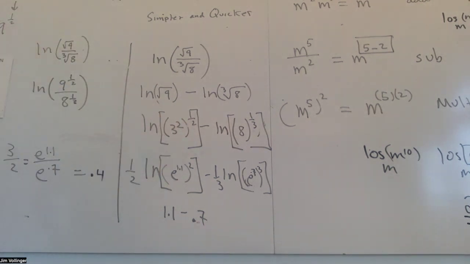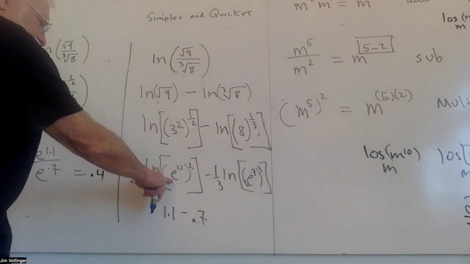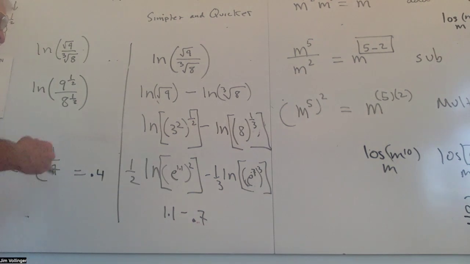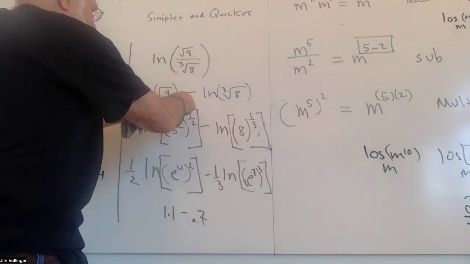All right, and what's the exponent we put on top of e to get 3 to the 1.1? So I'm hoping you can see, subtraction, division became subtraction.